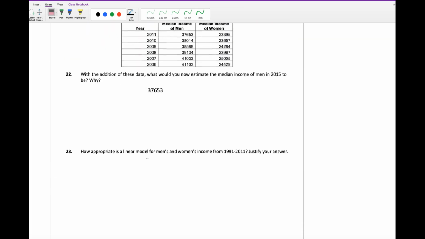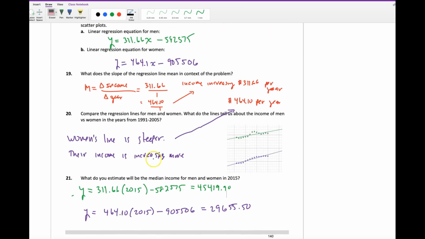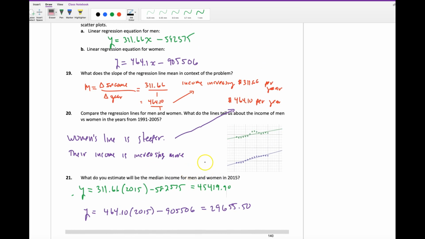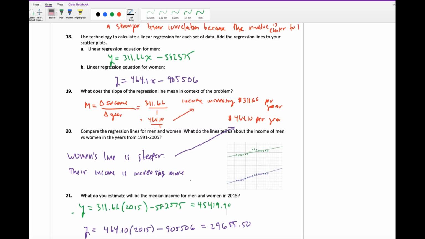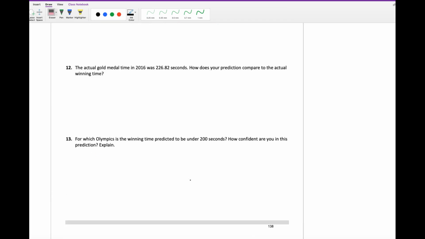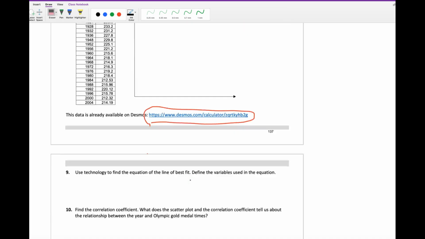I'm not going to worry about these last two with entering more data, but that's how you would use Desmos least squares regression equations to make predictions. And then you could use this technique to do your discussion for these problems.